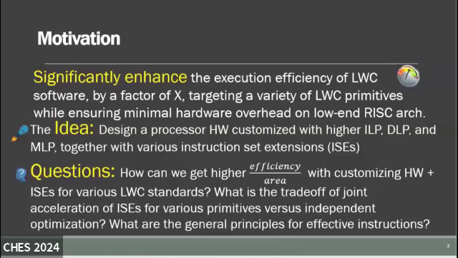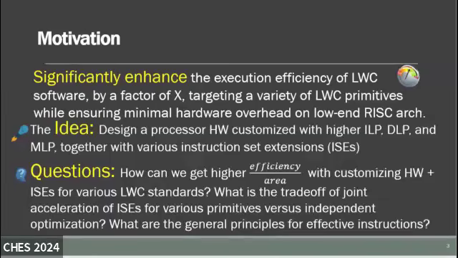The efficiency of an LWC algorithm is heavily influenced by the processor architecture and the instruction set used for its implementation. Our idea is to customize the hardware, tightly coupled with new instructions. This applies collectively to various LWC algorithms in a way that will increase instruction, data, and memory parallelism.